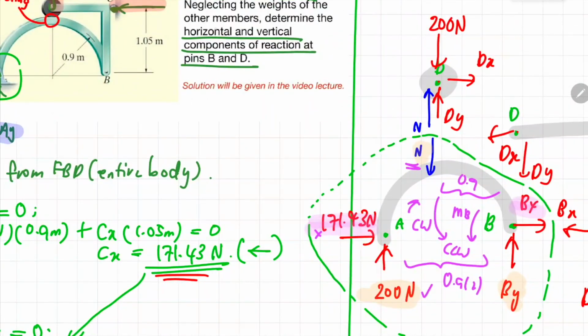Okay, back to our main question. Tadi dia minta the vertical and horizontal force reaction at pin B and D. Tadi kita dah cari the magnitude of BX and BY. It's done. So our next mission is to look for the vertical and horizontal reaction force at pin D. Or in other words, we have to find what is the magnitude of dx and dy.